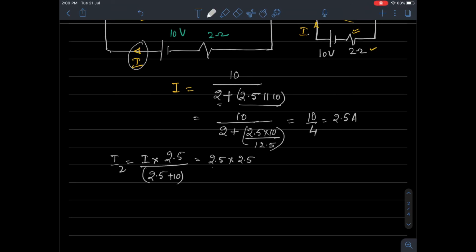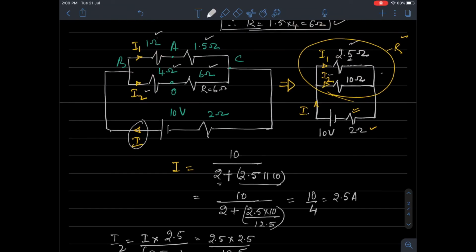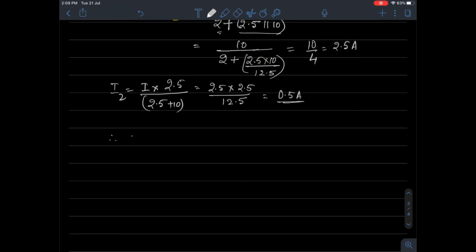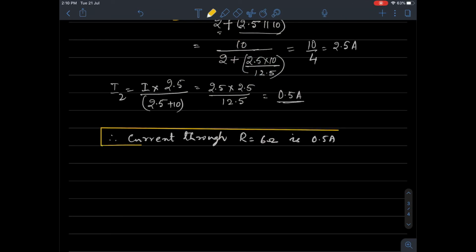This is 2.5 into 2.5 divided by 12.5. Okay, that is the total current that flows through R. How much is that? 2.5 into 2.5 divided by 12.5 is 0.5 amperes. That completes the problem. Therefore, the current through R equal to 6 ohms is 0.5 amperes. That completes the problem. We were supposed to find the unknown resistance, and then the current through that unknown resistance. Both we have done.